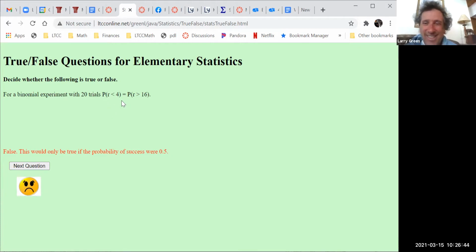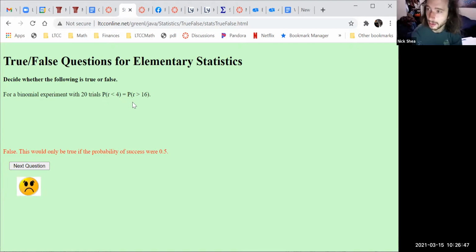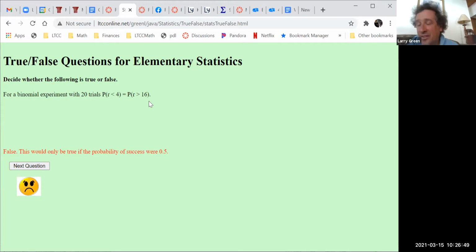So R is the number of yeses. Sometimes I use R, sometimes I use X. So the point is that it wouldn't be the same. Had it been a normal distribution with mean of 10, then it would be the same, but not a binomial. Any questions on that?